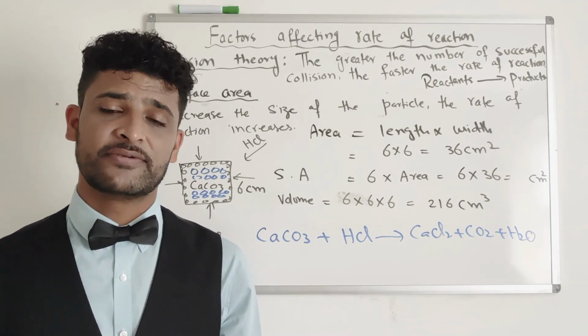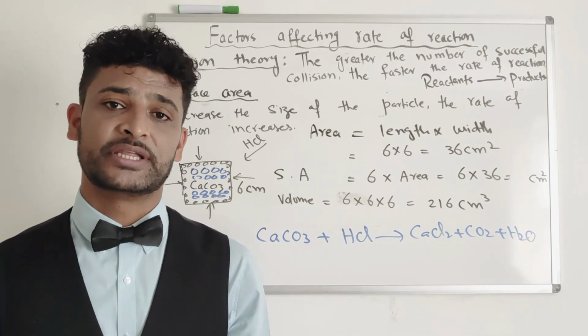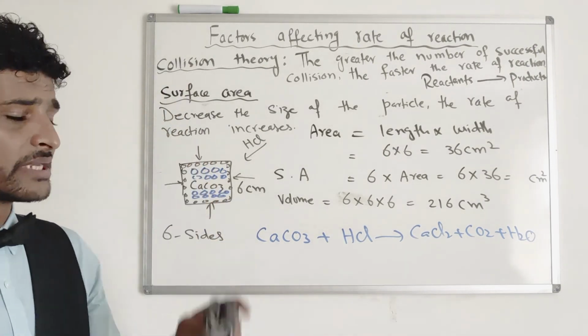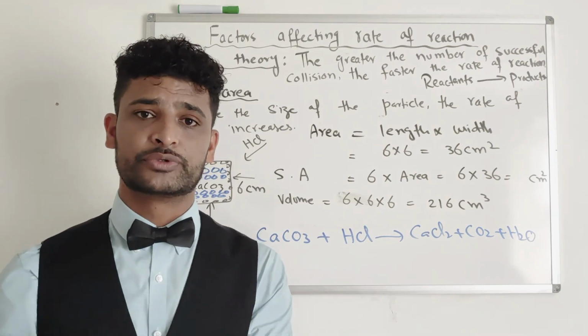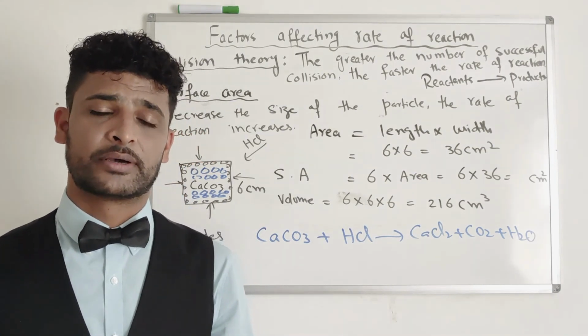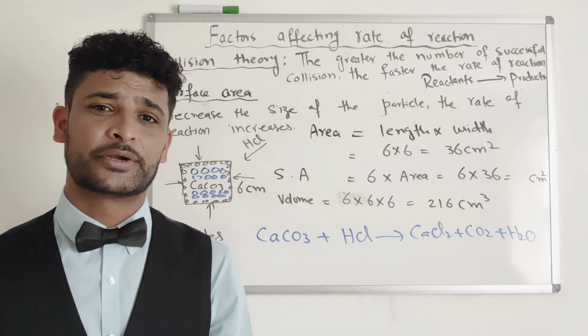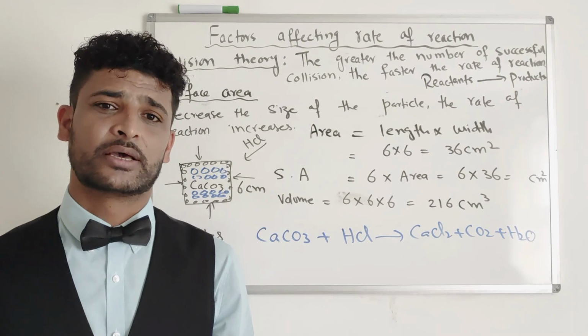Then surface area: if you increase the surface area by decreasing the size of the particles, like a cube converted into small cubes, or a grain converted into powder form, the rate of reaction will become higher because more particles will be exposed to the other reactant.